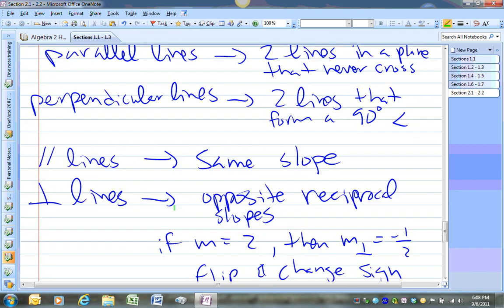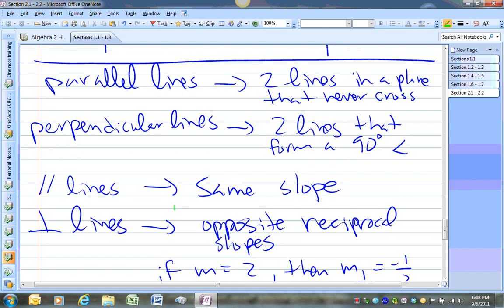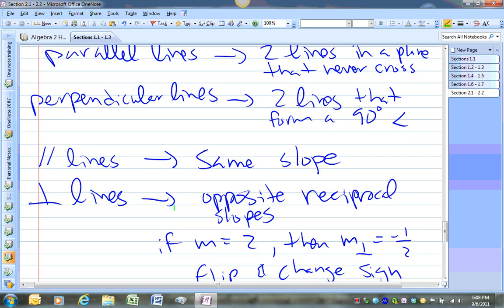Lastly, we talk about parallel and perpendicular lines. Parallel lines are two lines in the plane that never cross, right? Perpendicular lines are two lines that form a 90-degree angle with each other. We tend to use this symbol to represent parallel lines, and this symbol to represent perpendicular lines. If two lines are parallel, the slopes will always be the same because they both rise and run the same way. Otherwise, they would wind up touching each other, right? So if they never touch, they're parallel, same slope.